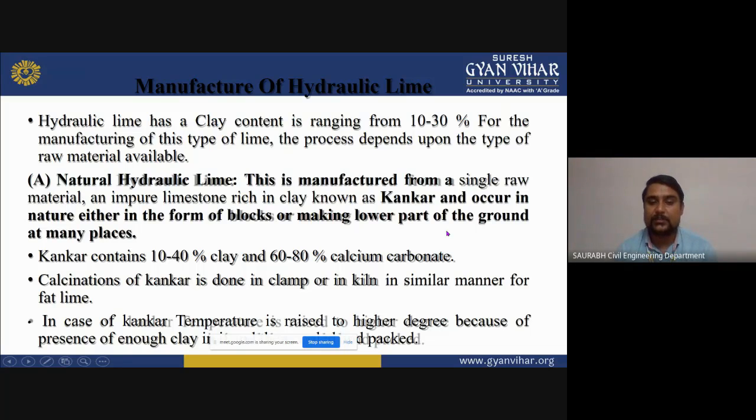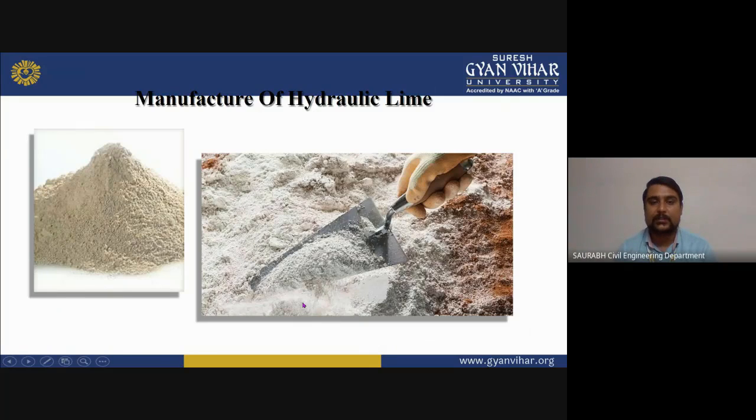Calcination of kankar is done in a kiln or in a clamp in a similar manner as for fat lime. In the case of kankar, the temperature is raised to a higher degree because of the presence of enough clay in it, then it is cooled and packed. As you can see here, this is the image of manufacturing of hydraulic lime. This is your completely manufactured hydraulic lime, which we can use for binding.